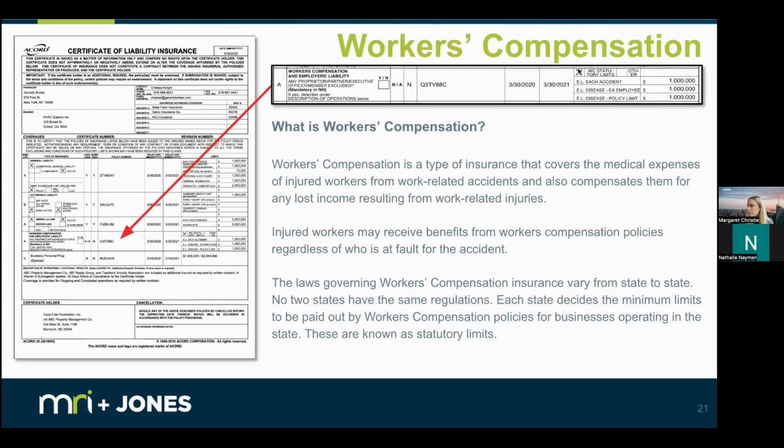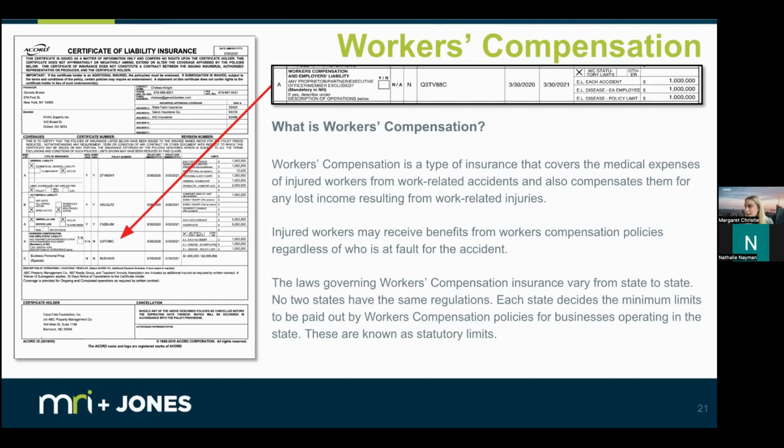So here we have it, this workers' compensation statutory limits. You're going to want to see that checked to ensure that these statutory limits are met. There are a couple of other states that have some funny rules around this, but in the vast majority of cases, you're going to want to see that checked.